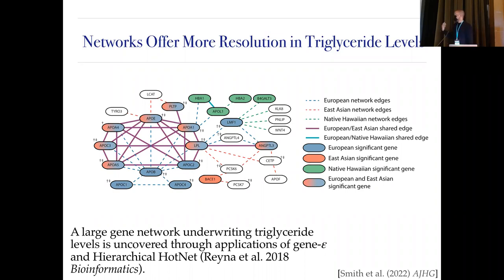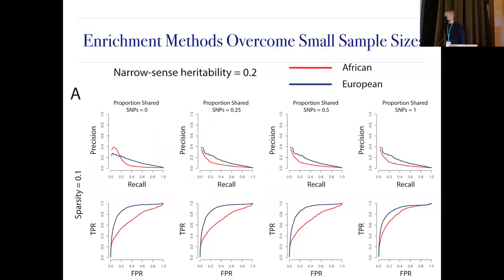You might be asking, in this study, each of these groups that I've listed here have different sample sizes. And one nice thing about gene level methods, at least, is that when you aggregate over SNP level associations, you have more power even at low sample sizes, right? So here's a quick simulation of how this looks.